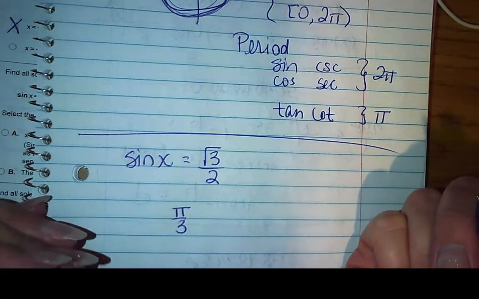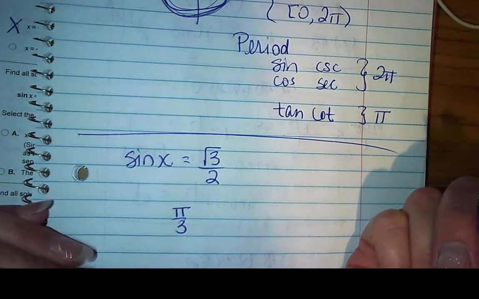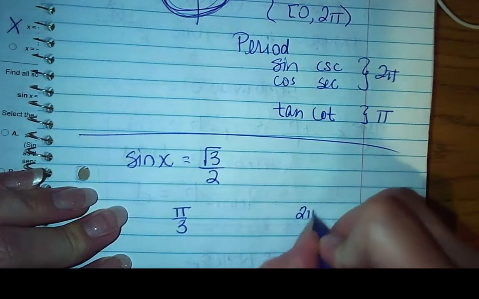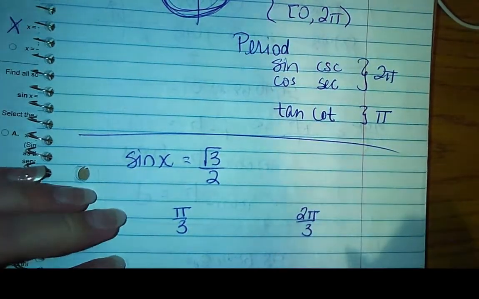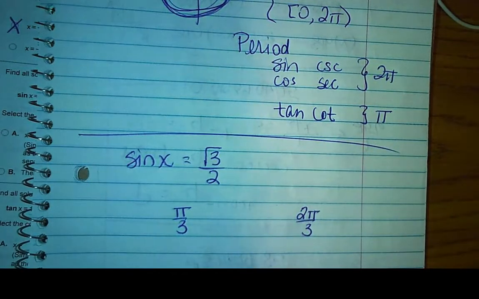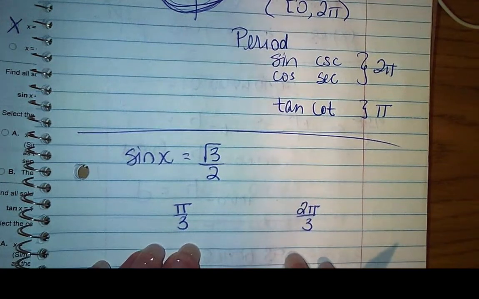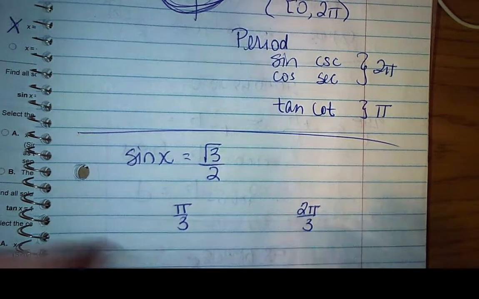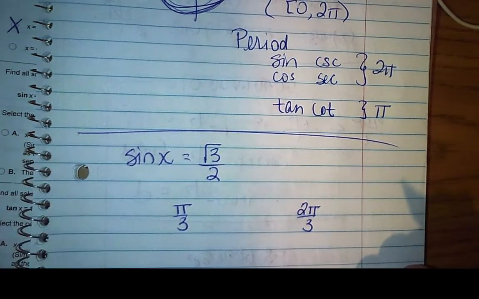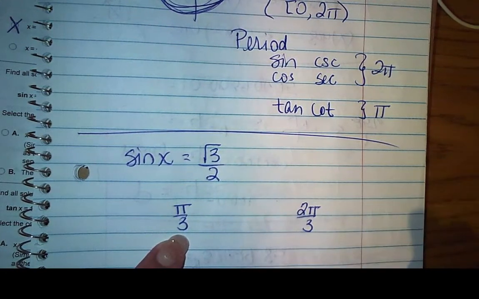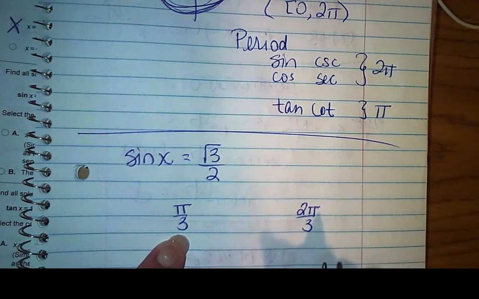Where's the next place that happens in one lap of the unit circle? That's going to be at 2 pi over 3. And it does not happen again until I start an additional lap. So I found the two places that this happens in one lap of the unit circle. Now you need to tell me what the period of the function is, because I need to do multiples of pi over 3 based on the period of the function.